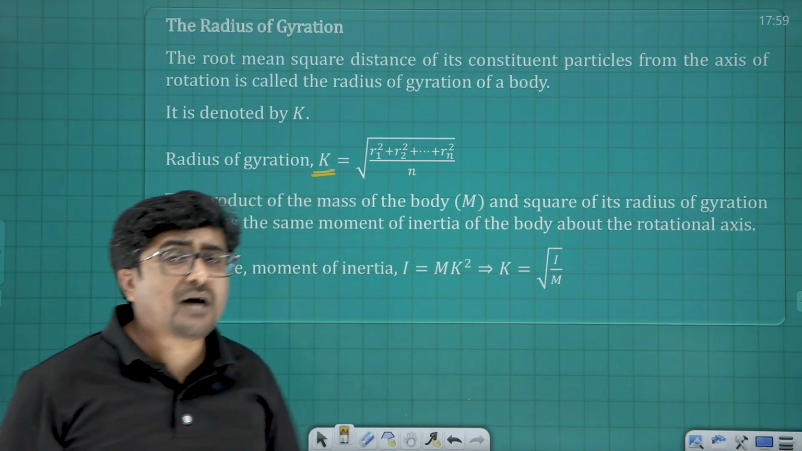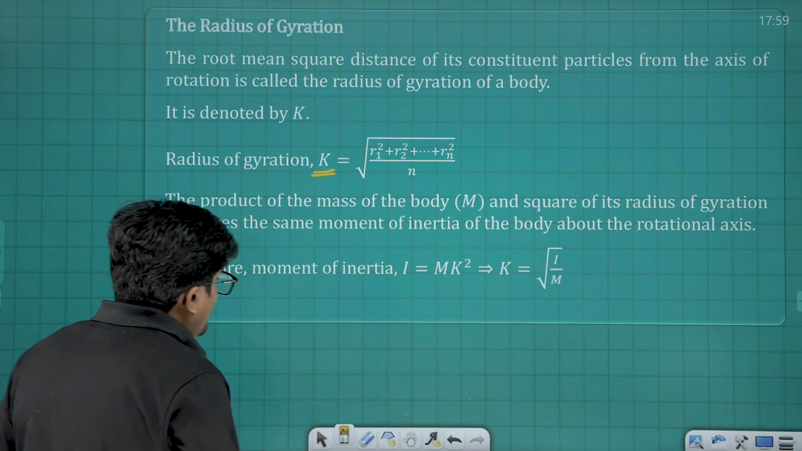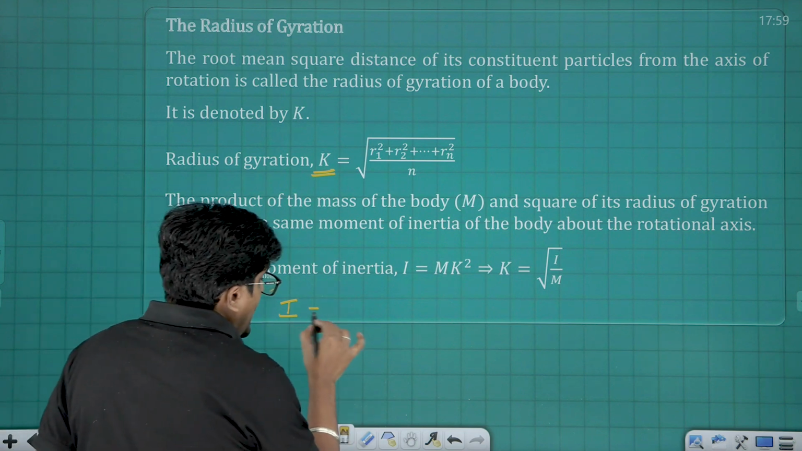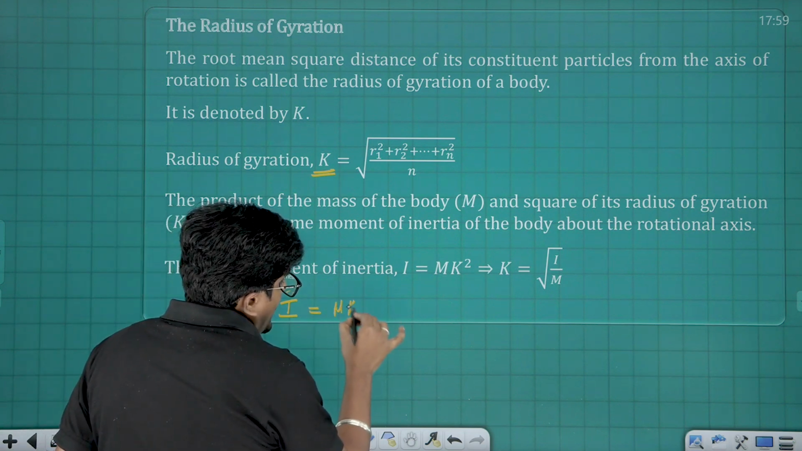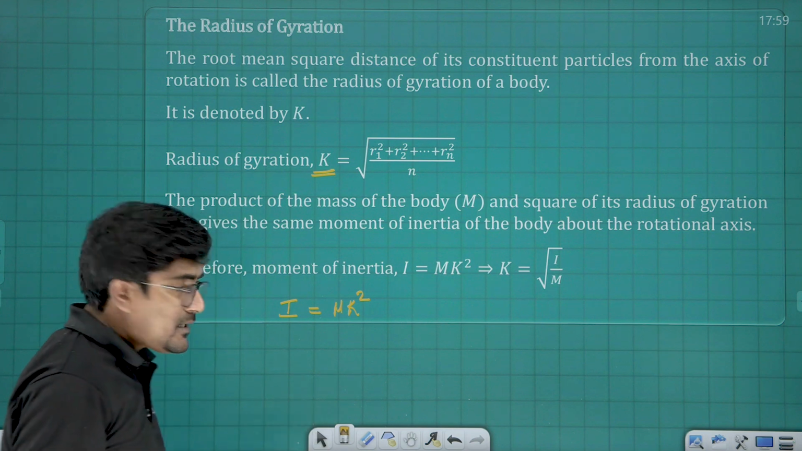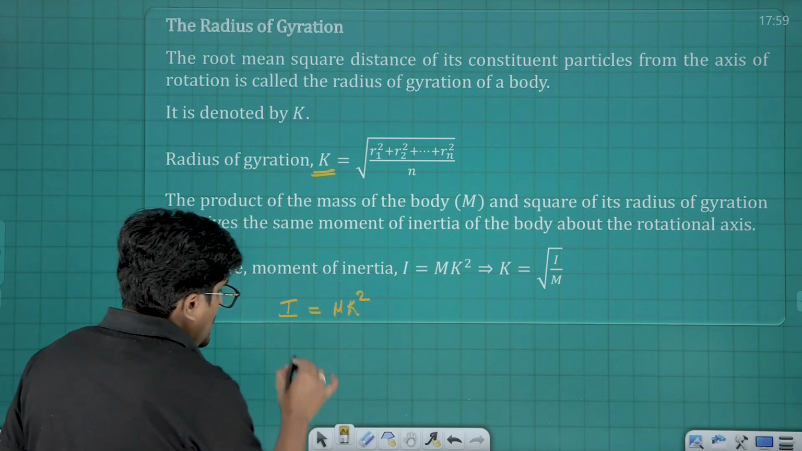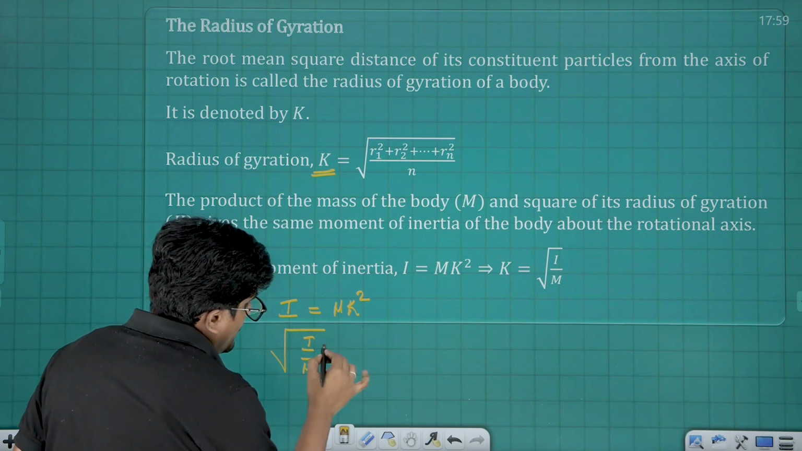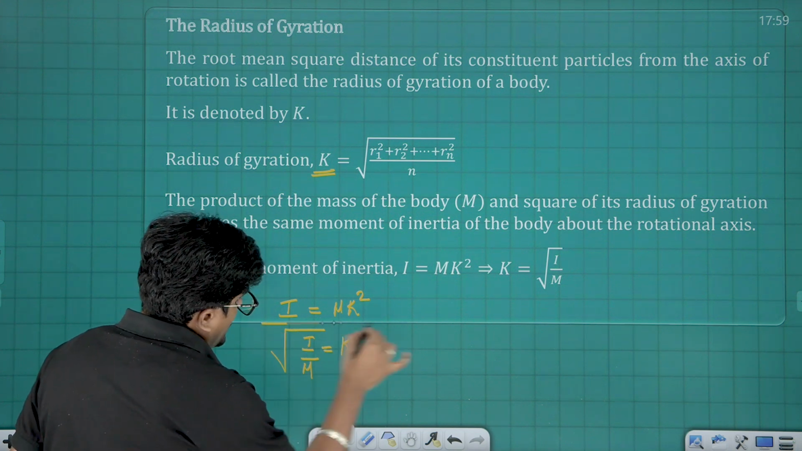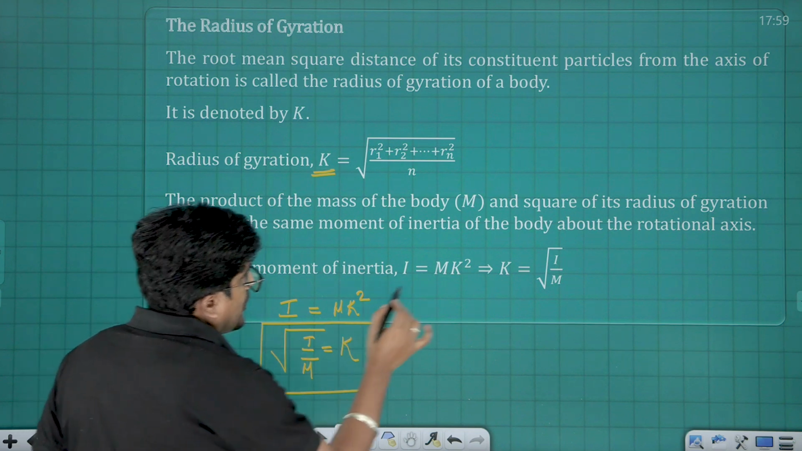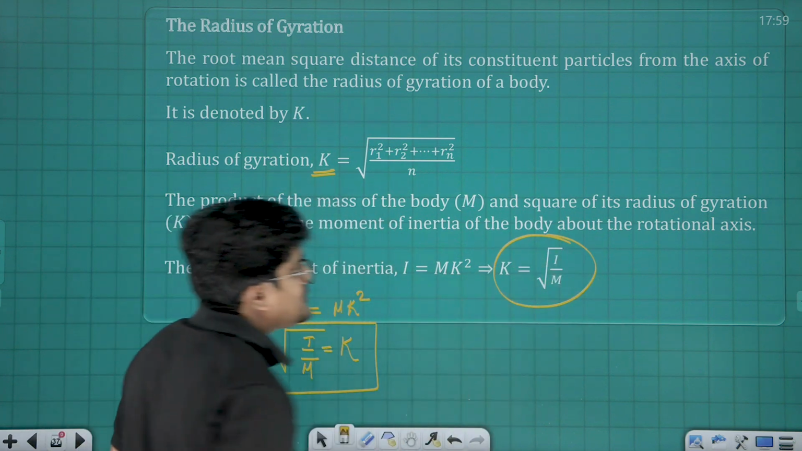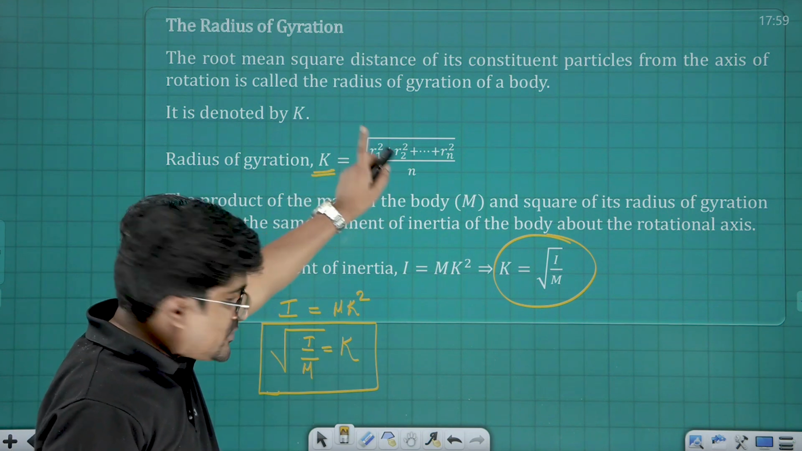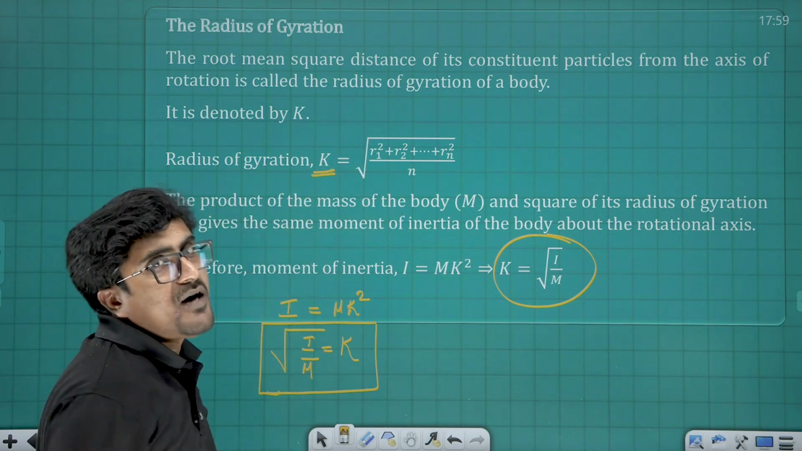And if it is a continuous mass distribution, then if I is the moment of inertia of the system, we have to write it as M k square, where M is the total mass and k is the radius of gyration. So here root of I upon capital M is going to be the radius of gyration. You can see the same relation here: k is equal to root of I upon M. This is for discrete mass distribution, and this is for continuous mass distribution.